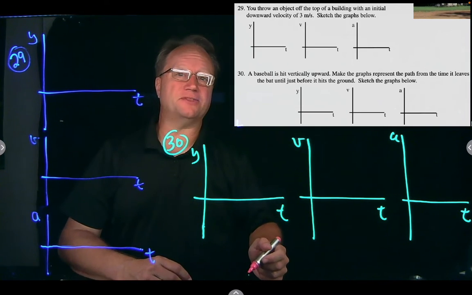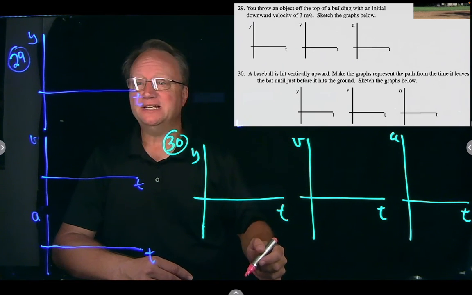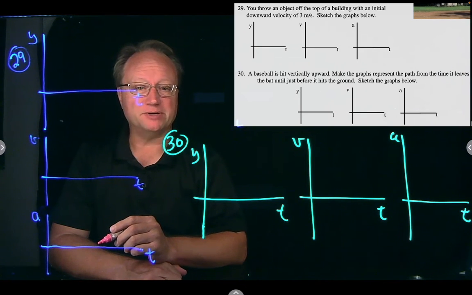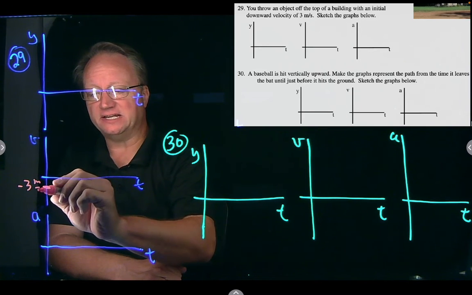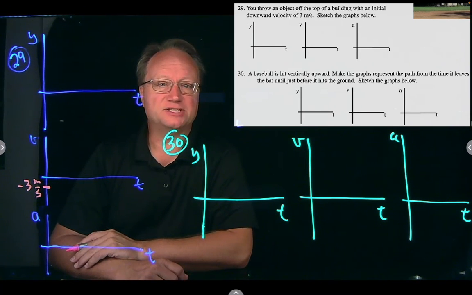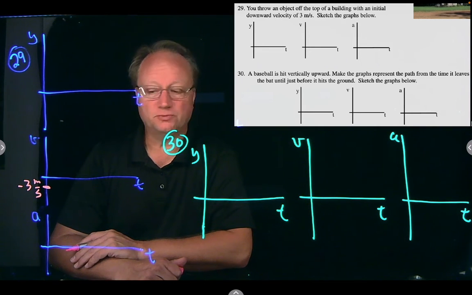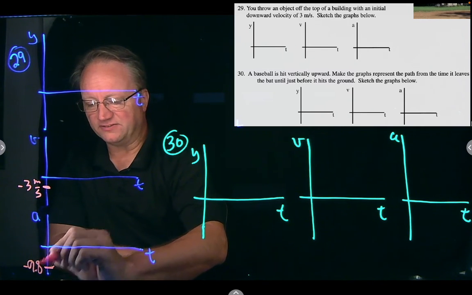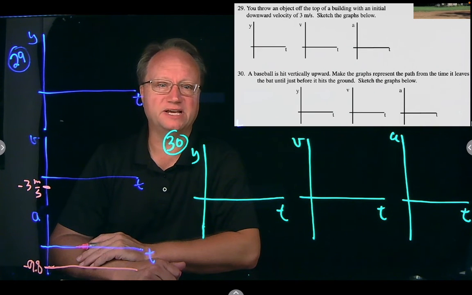First thing I'm going to do is take the 3 meters per second and put it on the right graph. 3 meters per second is a velocity, so it's going to go over here on the velocity graph. 3 meters per second downward would mean negative, so negative 3 meters per second. That's your initial velocity. So after the ball leaves your hand before it strikes the ground, it's in free fall motion, which means the acceleration value is a constant negative 9.8. So we're going to get a horizontal line across at negative 9.8.